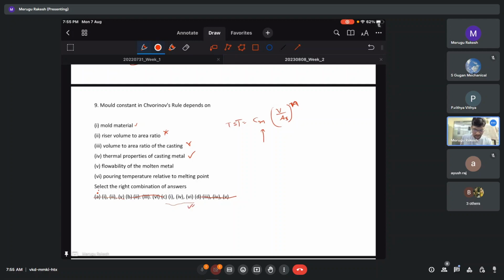Let us see the next one. Flowability of the molten metal. Wrong. Pouring temperature relative to the melting point. Yes. So only three properties it depends on. That is mold material, thermal properties of the casting metal, and pouring temperature related to the melting point of the casting material. These are the 3 points that your mold constant depends upon. So option C will be the correct option in this case.